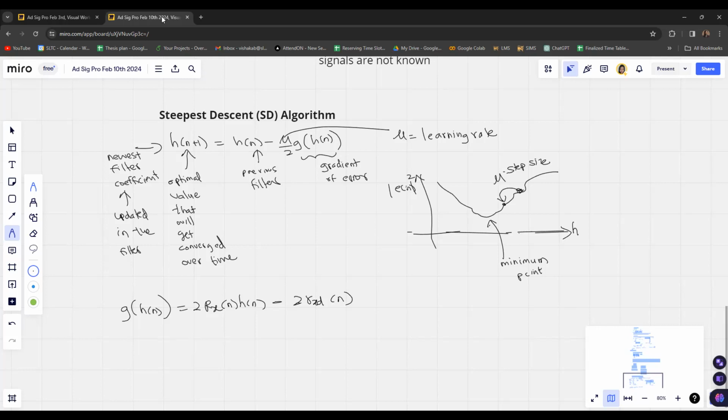So this input autocorrelation matrix and cross correlation matrix are used to find the gradient value of these filter coefficients. Once you have that value, you can plug it into this equation and you can find the final filter coefficient value. In this instance, we are assuming that we know the filter coefficient values at the time n.